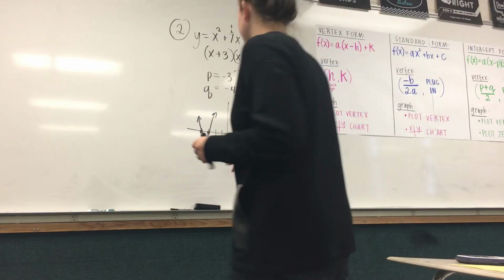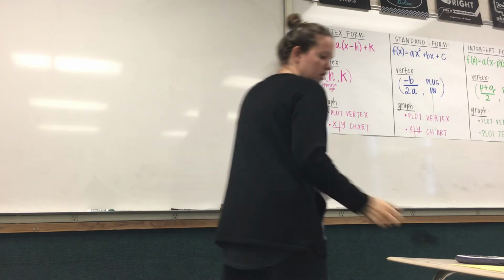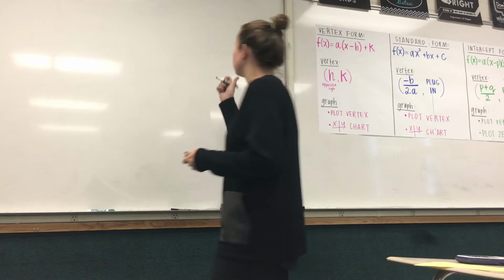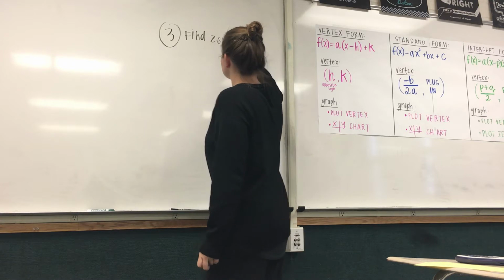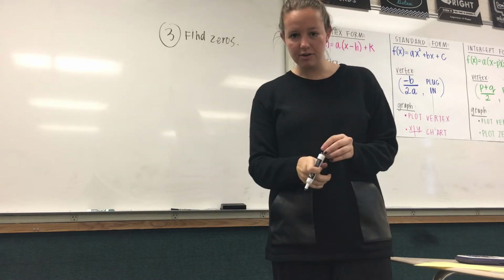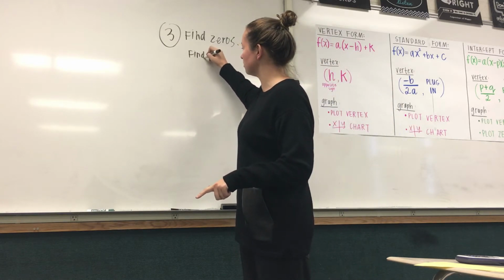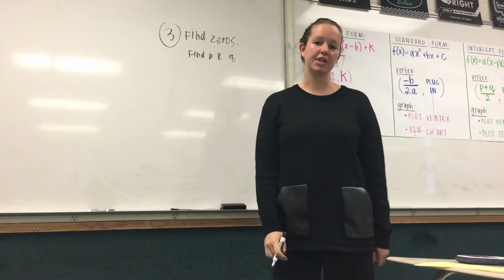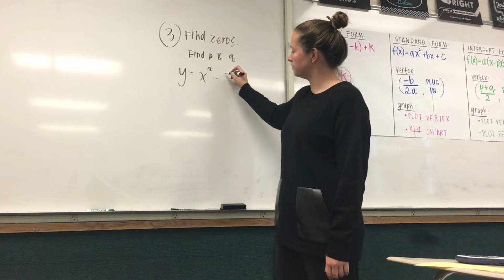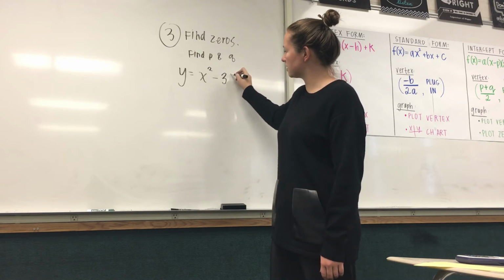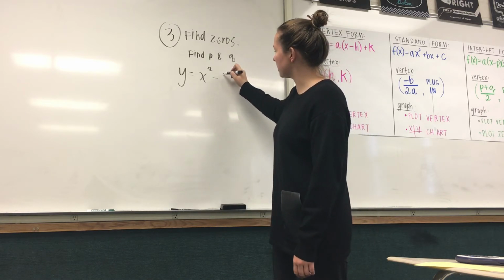I'm going to do one last problem. On the back, last one, number 3. On the back it asks you to find the zeros for each function. Whenever it says find zeros, all that means is it wants to know what P is and what Q is. So find P and Q. Here's your question. Y equals x squared minus 36. Nope. X squared minus 25.